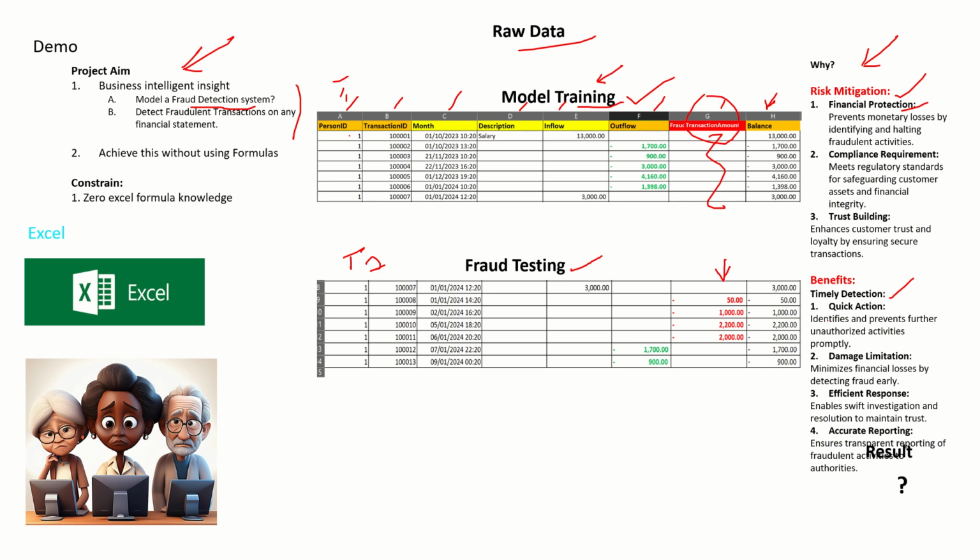So what are the key things on quick action? You can see it identifies and prevents further unauthorized activities promptly. That's very, very key. So there are also lots of benefits, as you can see here. But let's crack on. Let's go in. Let's see what this means.